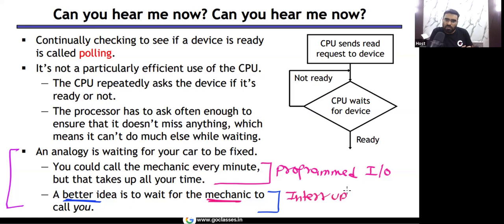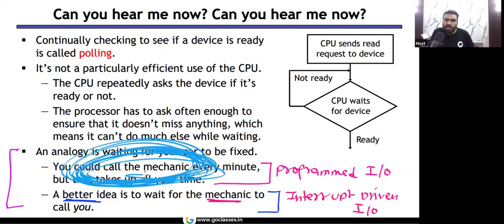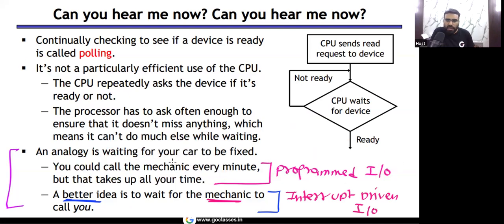We will see this now. This is called interrupt driven IO. This is better. Do you agree with me? This is better because you are not wasting time. Notice one thing: in the programmed IO, you are wasting time. You are calling the mechanic every minute, asking, is my car ready? Is my car ready? So you are wasting your time. You are not doing any useful work.